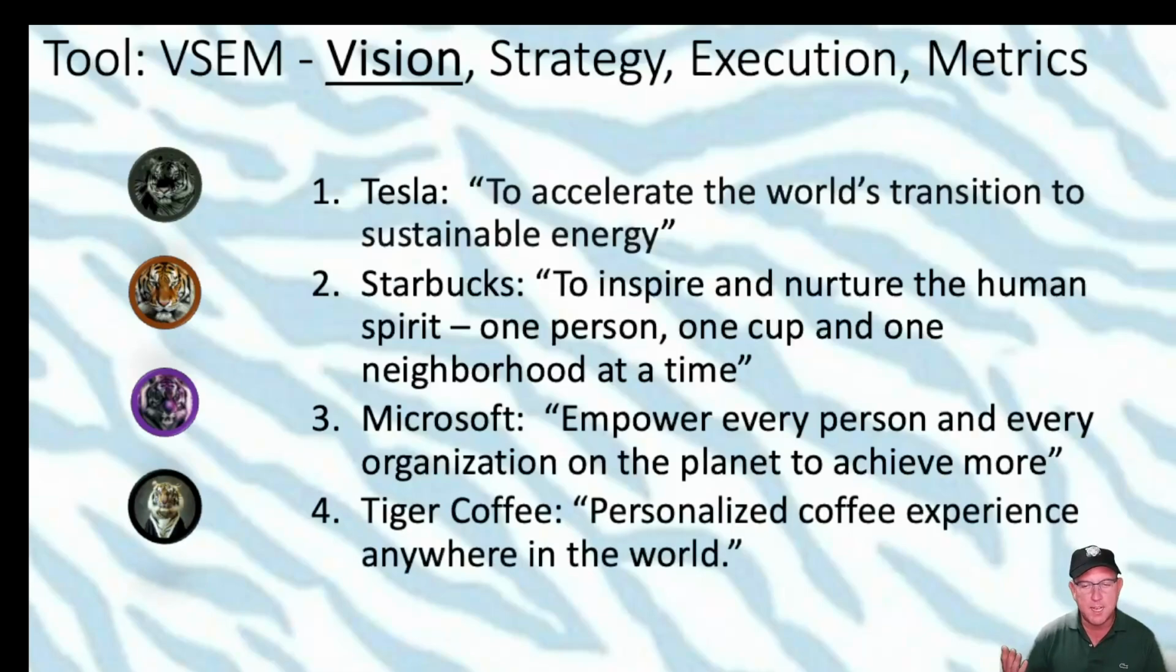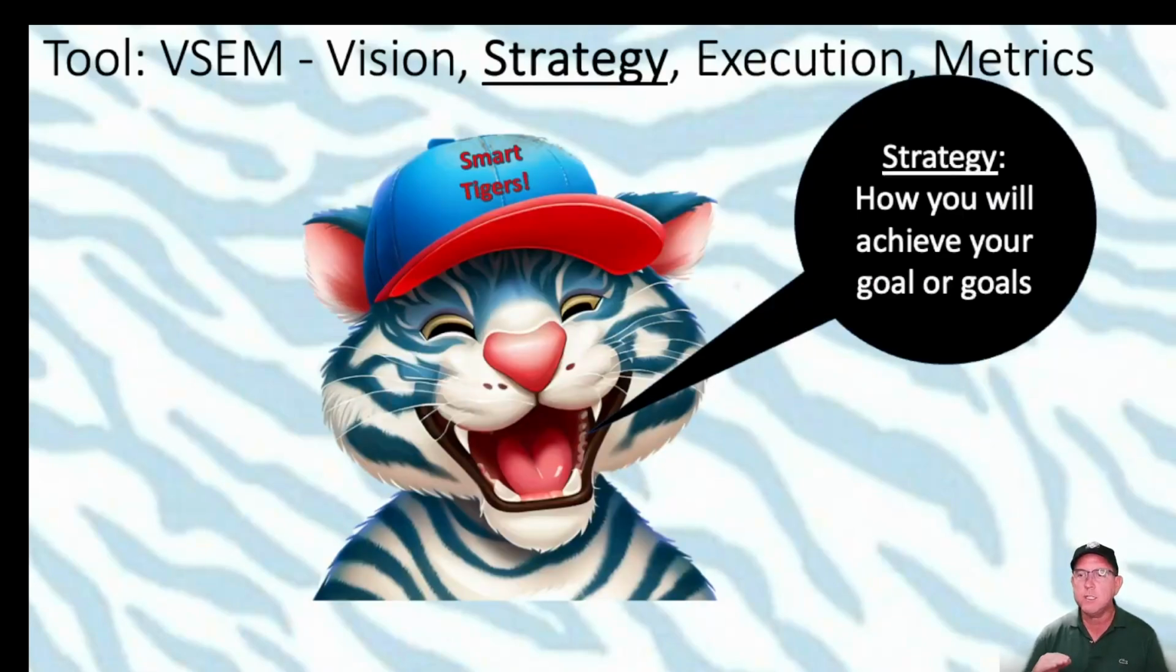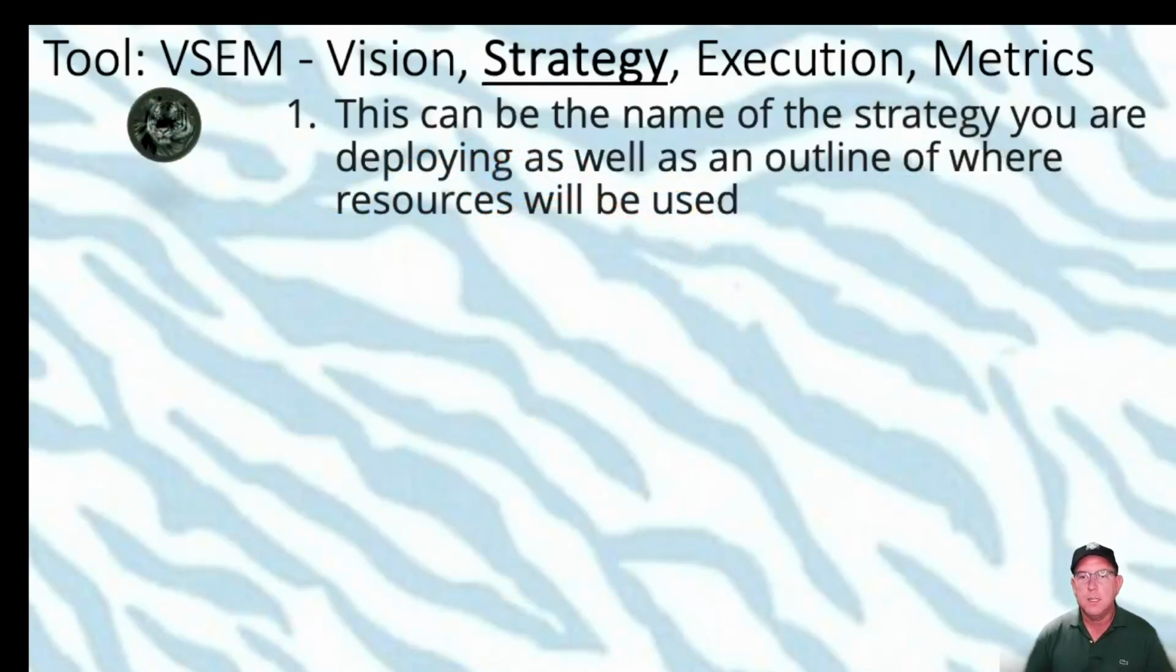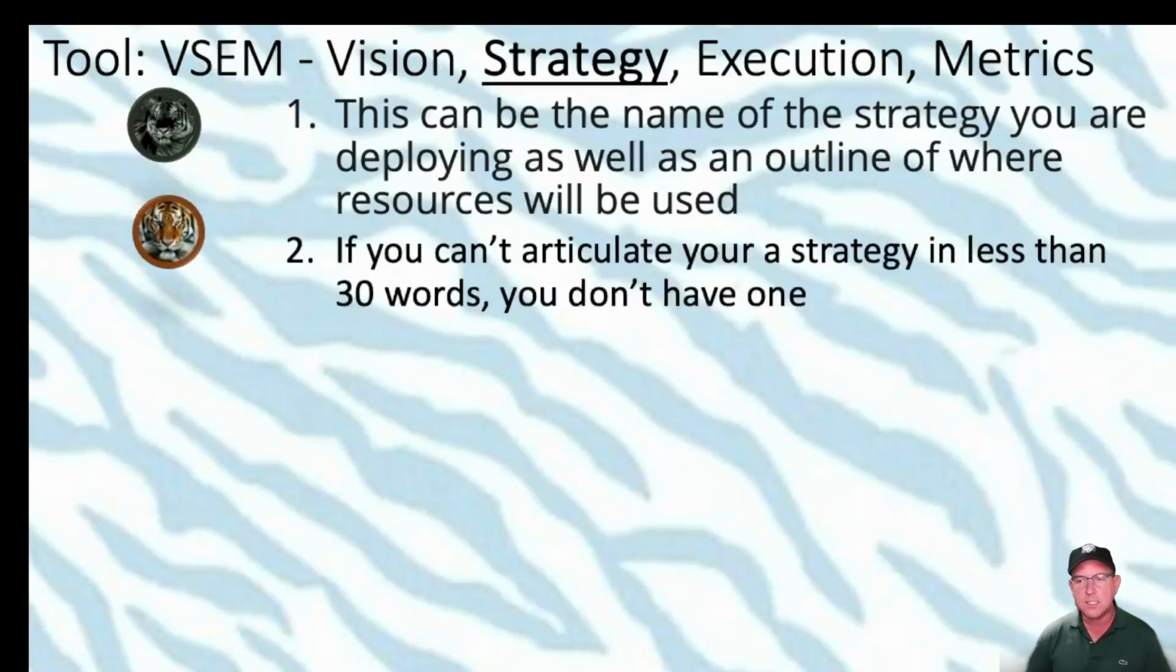So off the top of my head, I figured our Tiger Coffee Company vision could be personalized coffee experience anywhere in the world. All right? When we go into an example, we'll go more in depth in that. Then we come to the strategy. Now, the strategy is really how you will achieve your goals. So, this can be the name of the strategy you are deploying, as well as an outline of what resources need to be used. If you can't articulate a strategy in less than 30 words, it's not a strategy.